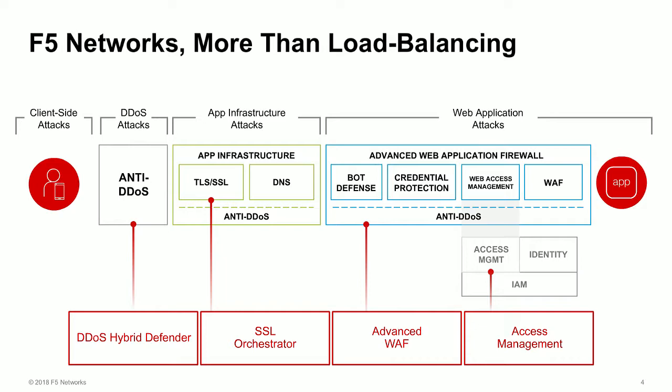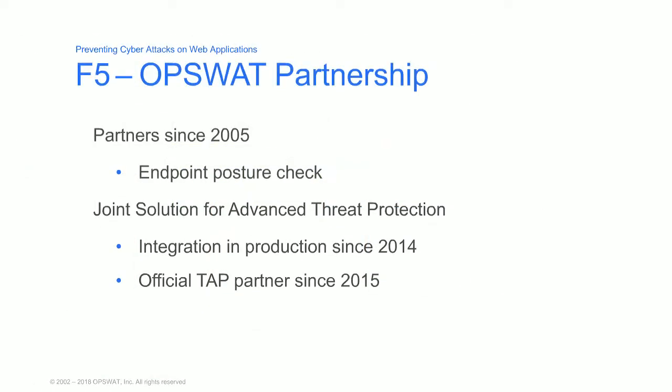So let's go ahead and get to the meat of what we're talking about here, and a little bit about the OPSWAT partnership as well. F5 is extremely pleased to be a partner with OPSWAT. Our partnership goes back more than 10 years, starting when F5 utilized the OPSWAT technology to conduct endpoint posture checks for our remote access controls. And since then, the partnership has really evolved to incorporate some of the newer OPSWAT technology, and OPSWAT has been a strategic partner in the F5 Technology Alliance program, or the TAP program, since 2015.